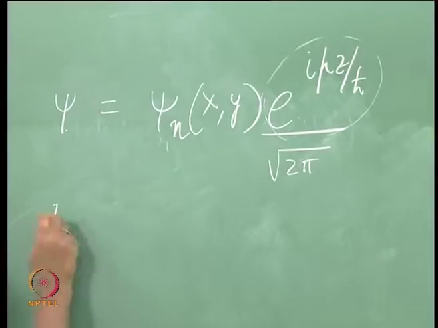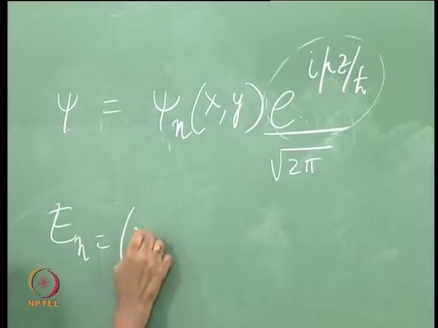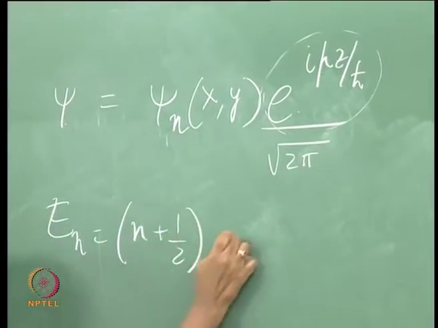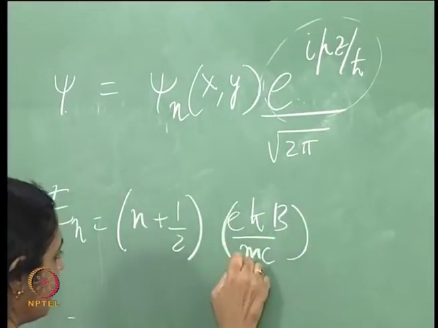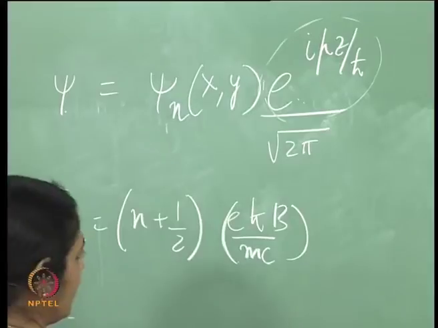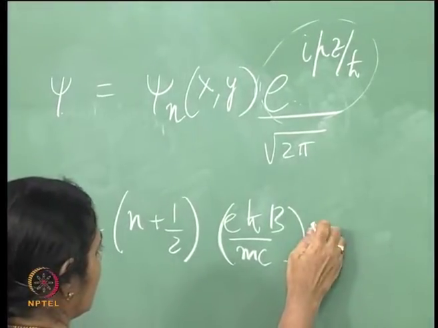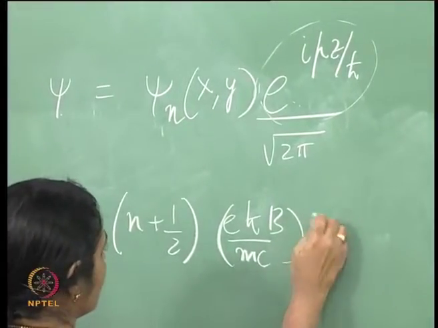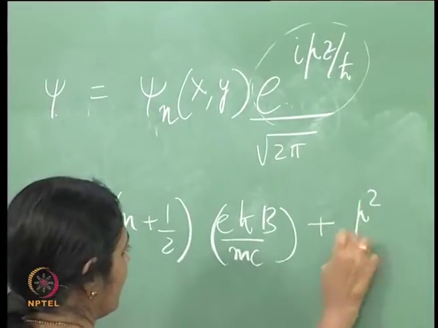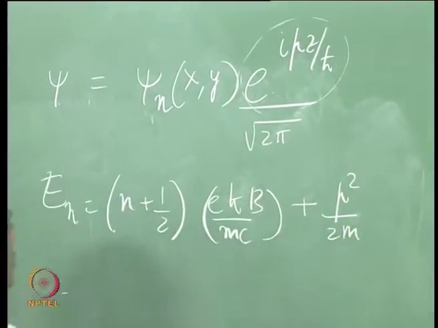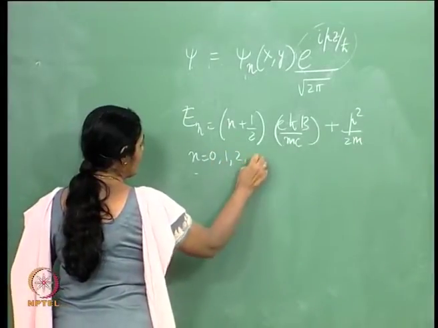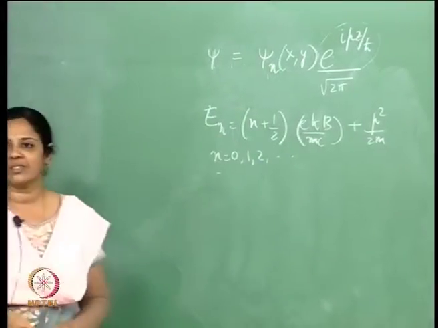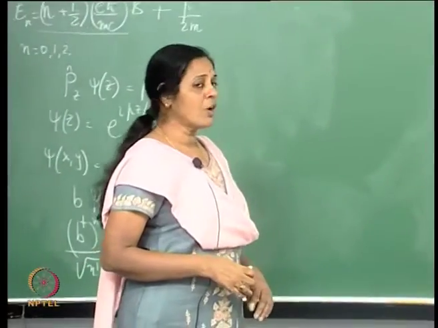The energy eigenvalues of course are n plus half times h cross eB by mc plus p squared by 2m, n taking value 0, 1, 2, etc. And those are the energy eigenfunctions. Have to normalize it suitably.